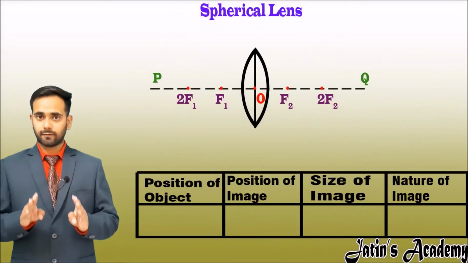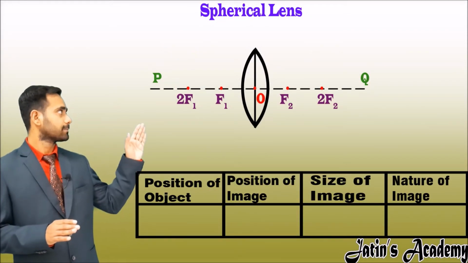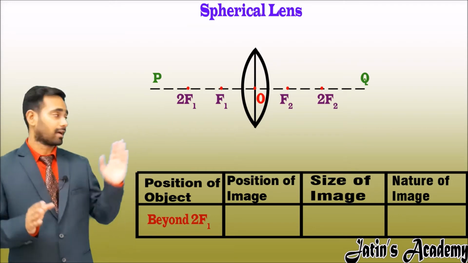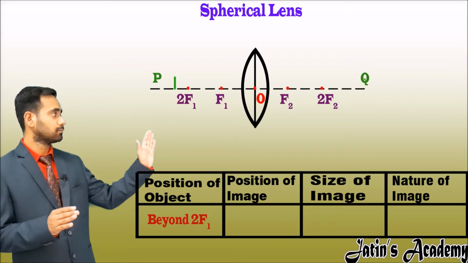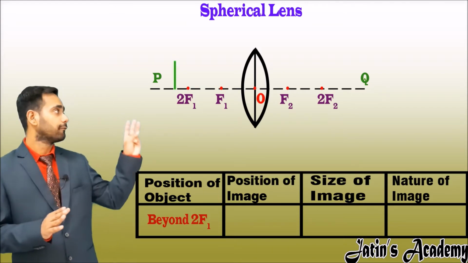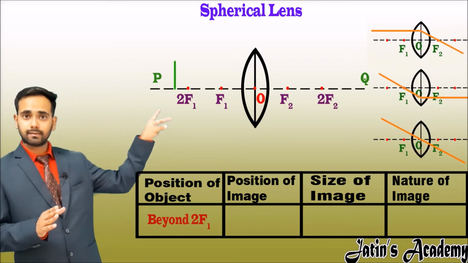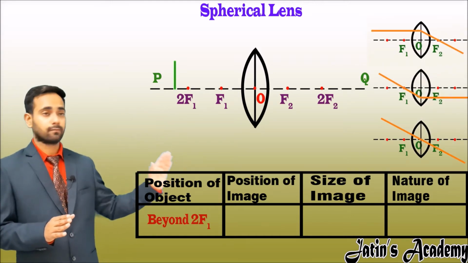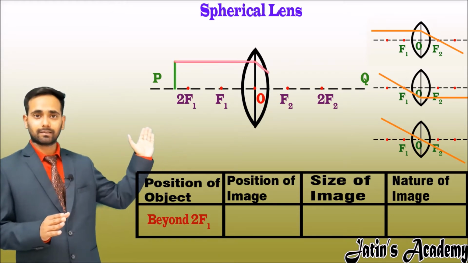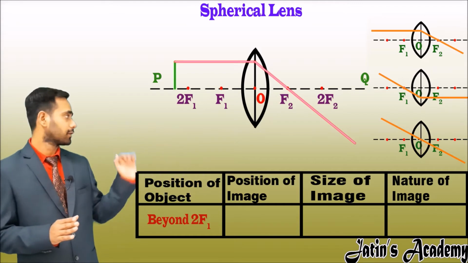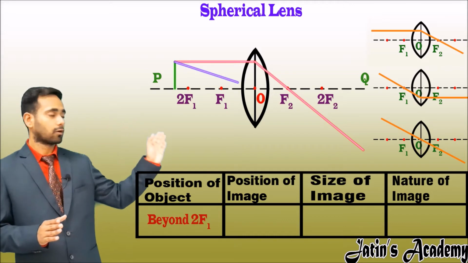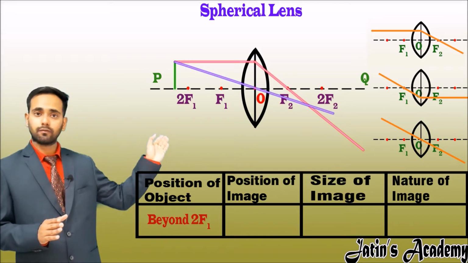Let's start the first case, when object is placed beyond 2F1. Now make a 1 centimeter line above the principal axis beyond 2F1. Now in order to make the ray diagram, we have to take 2 rays from those 3. Our first ray is when line is parallel to principal axis, it passes from the second focus after refraction, and our second ray is when light ray passes from the optical center, it moves as it is.